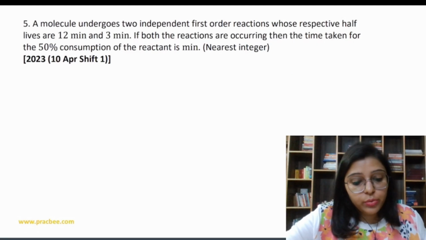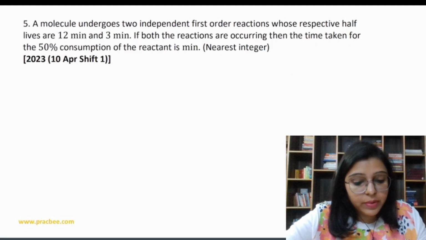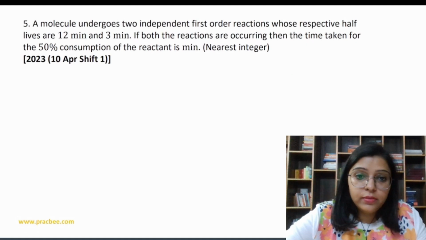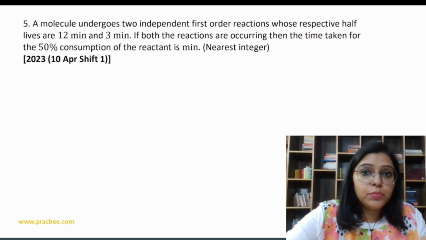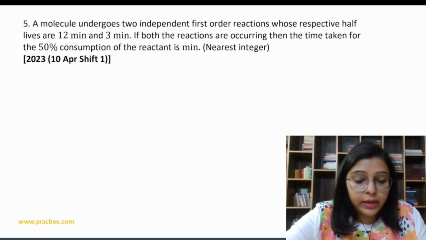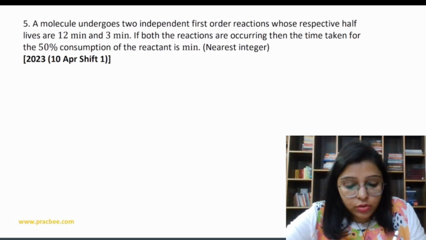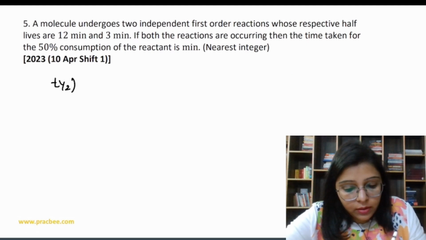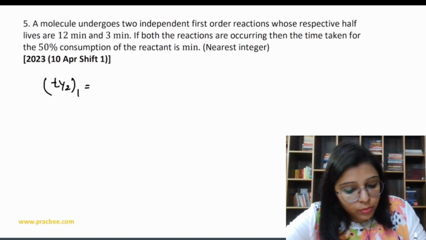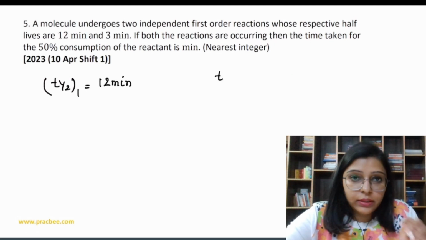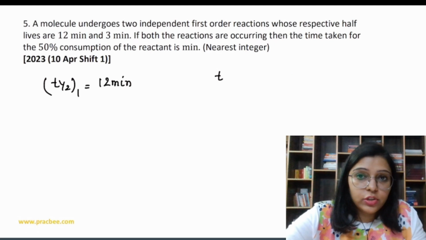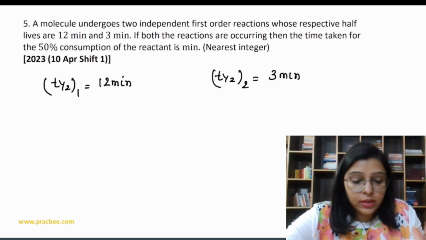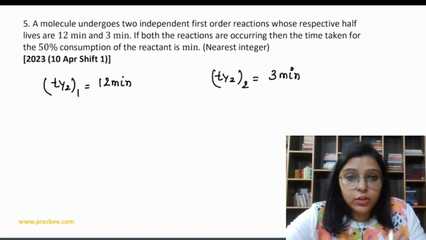A molecule undergoes two independent first order reactions whose respective half-lives are 12 minutes and 3 minutes. If both the reactions are occurring, then the time taken for the 50% consumption of the reactant in minutes is? So how to solve this question? T half 1 is 12 minutes for the first order reaction, and T half 2 is equal to 3 minutes, for first order reaction but a different reaction, because we have two independent first order reactions.